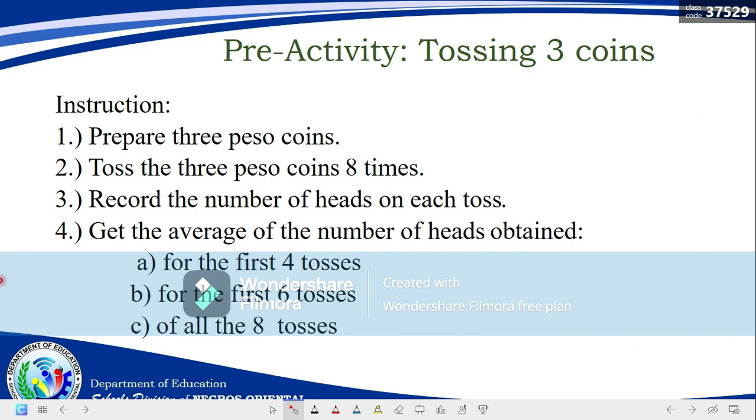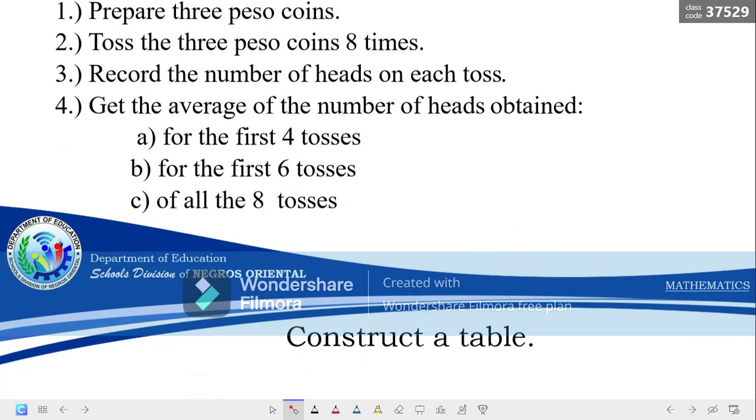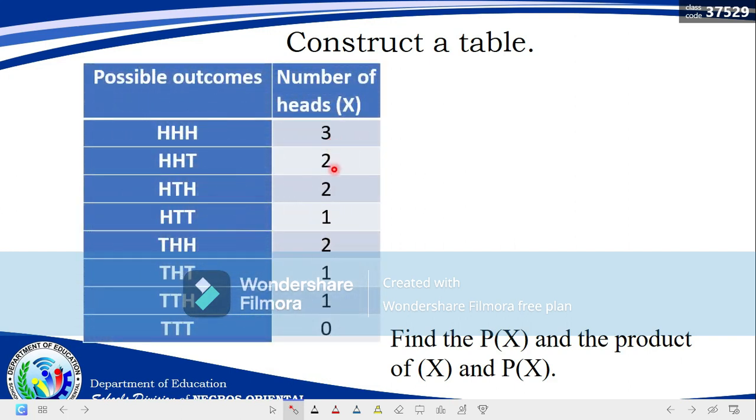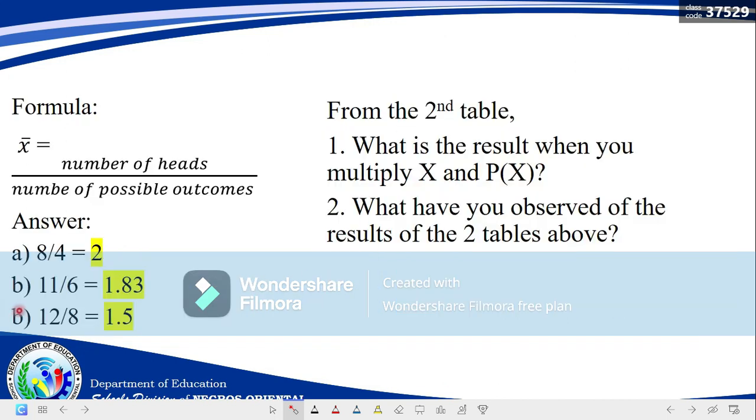Next question was the average of the number of heads obtained for the first 6 tosses. Okay, first 6 tosses, let's count. 1, 2, 3, 4, 5, 6. We'll count: 3 plus 2, that's 5, plus 2, 7, plus 1, 8, plus 2, 9, plus 2 is 10, then plus 1 is 11. And that is after 6 tosses. So you have 11/6, which is equal to 1.83.